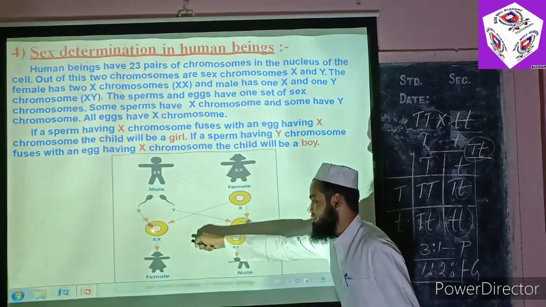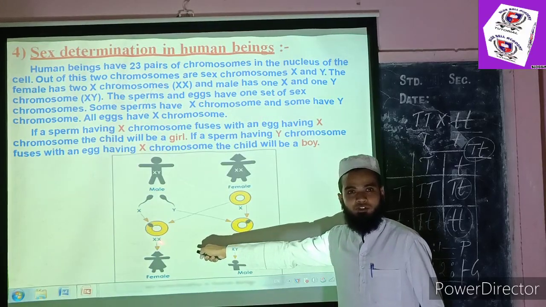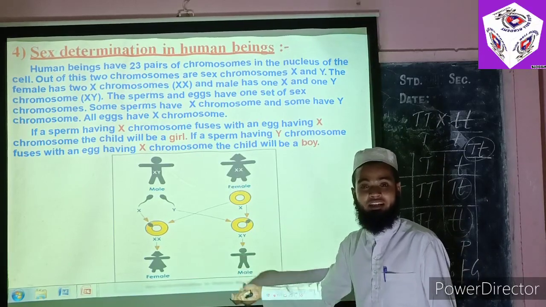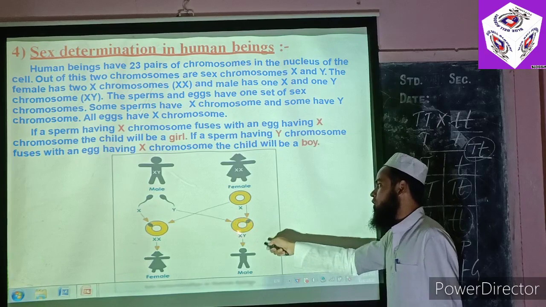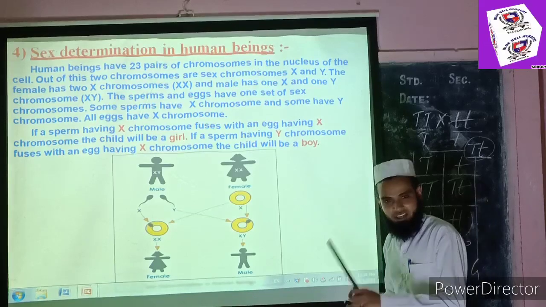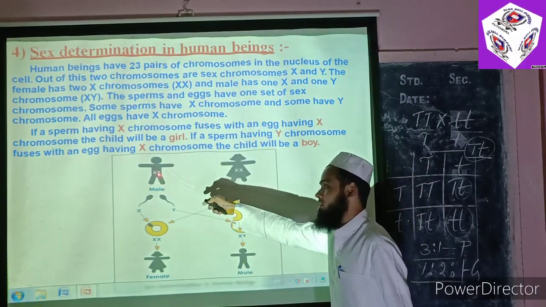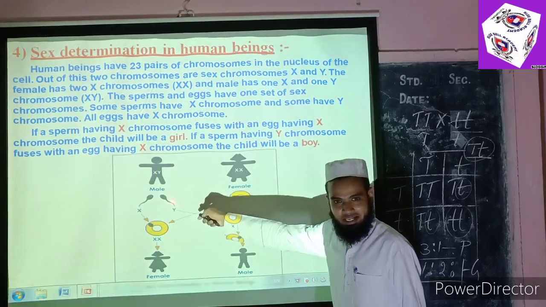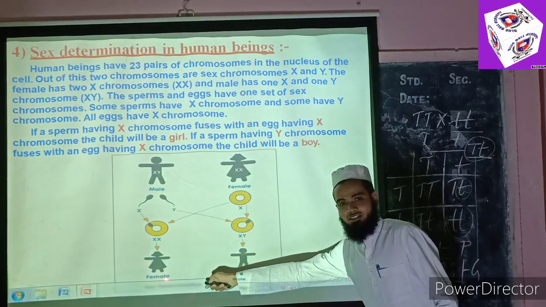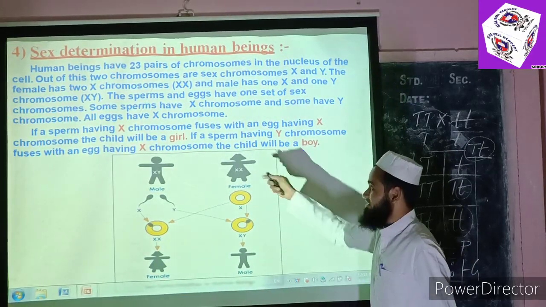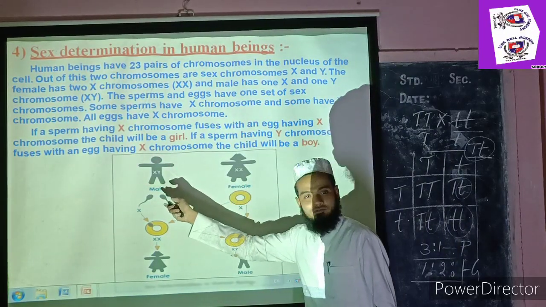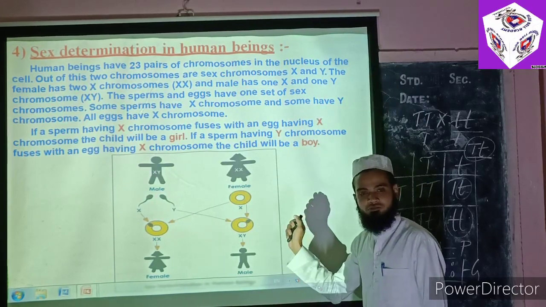If the male transmits a Y chromosome, that is a sperm which carries the Y chromosome, to the female who has the X egg, then the resulting child will be male. If the sperm carries the X, and the egg also carries the X, then the resulting child will be female. So by this we can clearly conclude that the sex of the child is determined by the father, that is the male, not by the female.